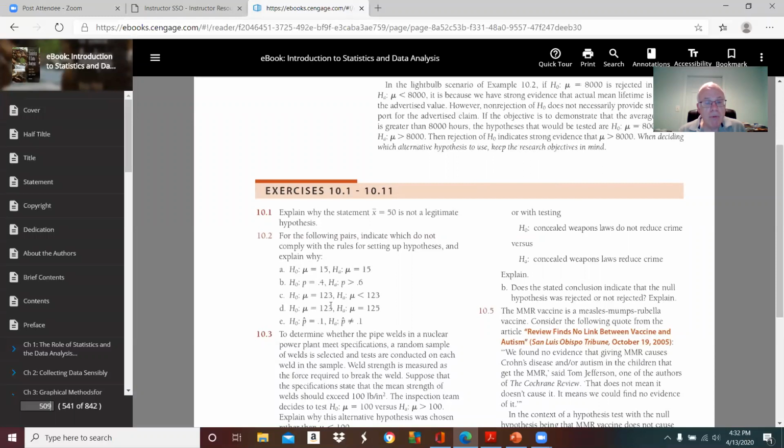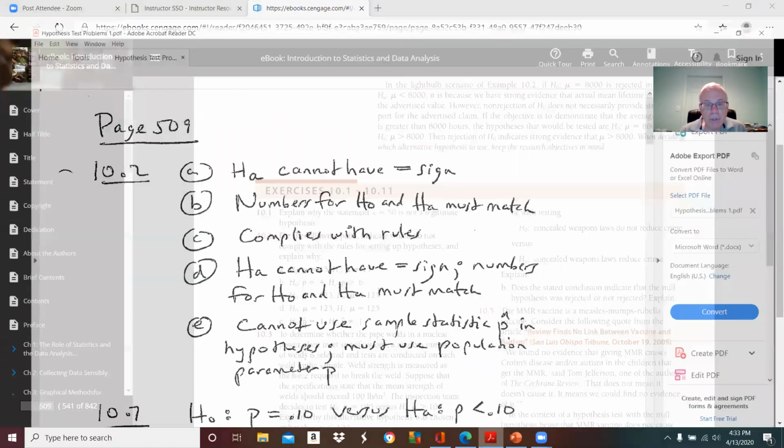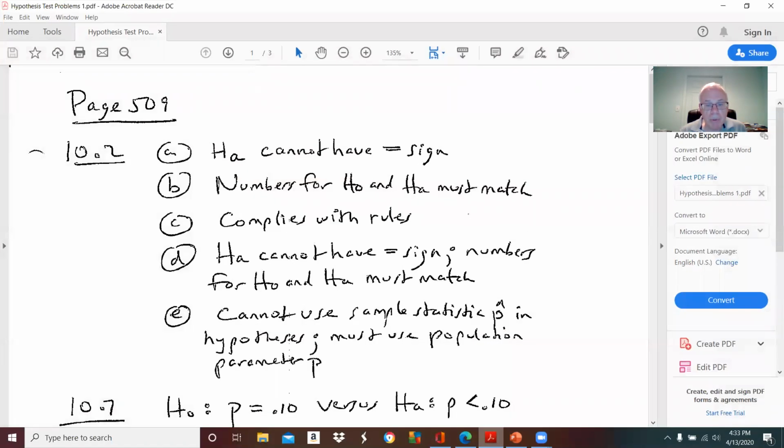C, it says mu is equal to 123 for the null. That seems right. The alternative is mu is less than 123. That seems right. Hey, C looks good. C is a valid set of hypotheses. All right, and if we go back, we'll see it complies with the rules.